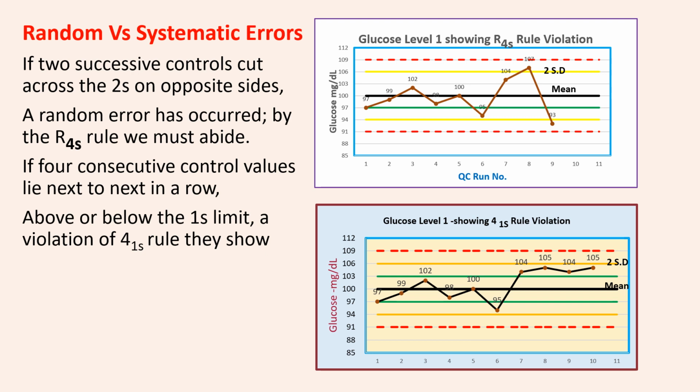If two successive controls cut across the 2s on opposite sides, a random error has occurred. By the R4S rule, we must abide. If four consecutive control values lie next to next in a row, above or below the 1s limit, a violation of 4-1s rule they show.